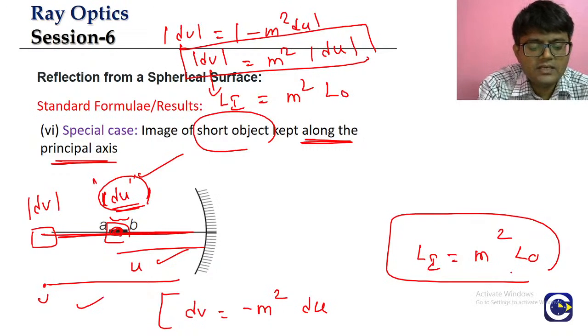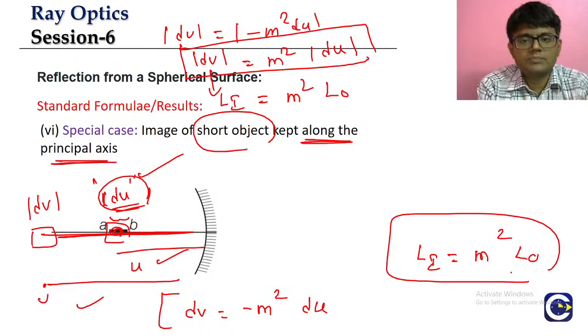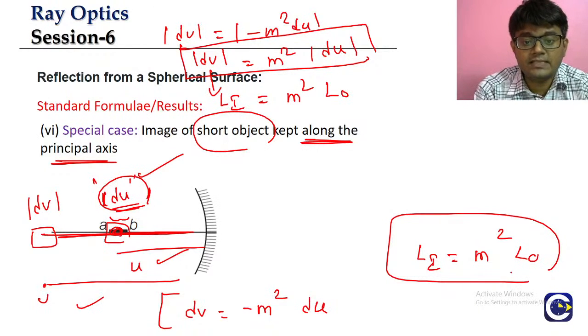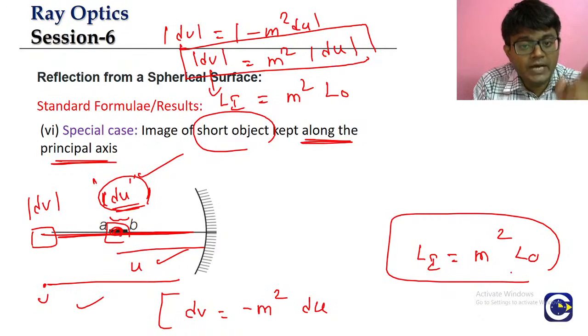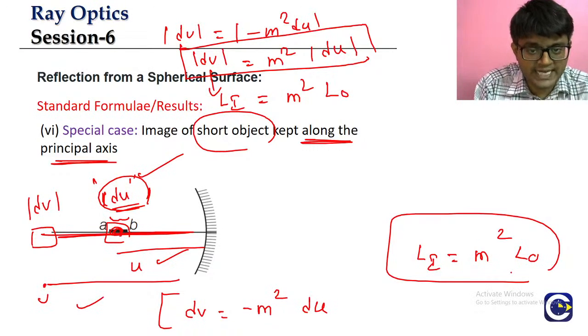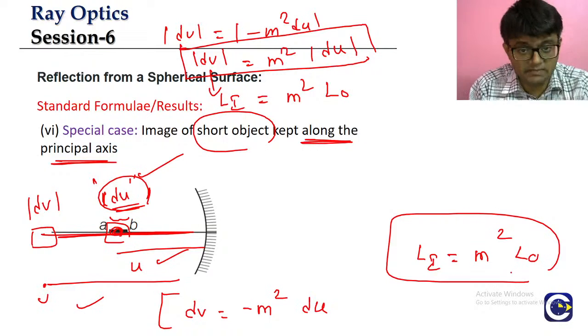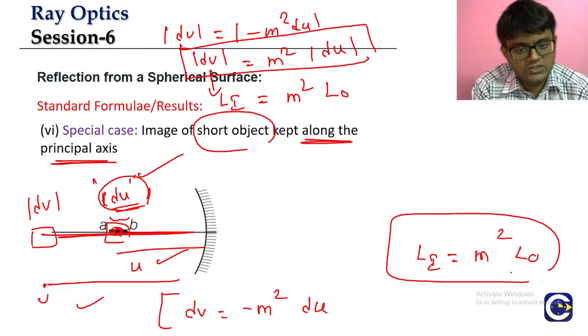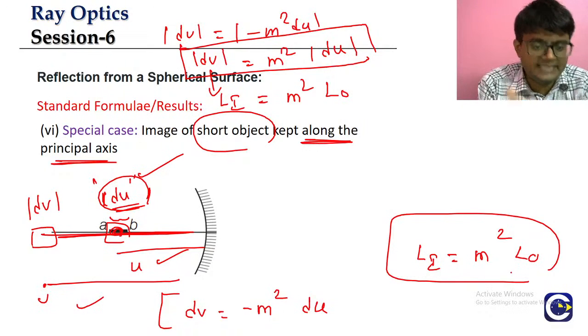the length of the object and the length of the image when the object is a short object kept along the principal axis. We already solved a question like this, but there the object has some considerable length. In that case, as I told, we pick the image of one edge of that object and the image of the other edge. We find the image of A, A dash, and the image of B, B dash. Then we look at the gap or separation between A dash and B dash. That gives us the length or size of the image.